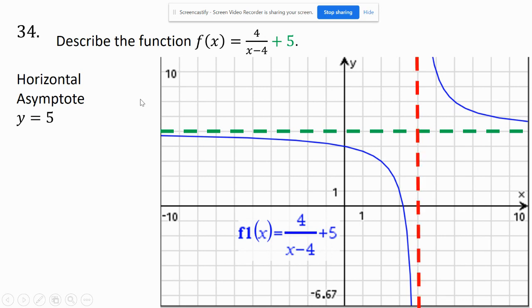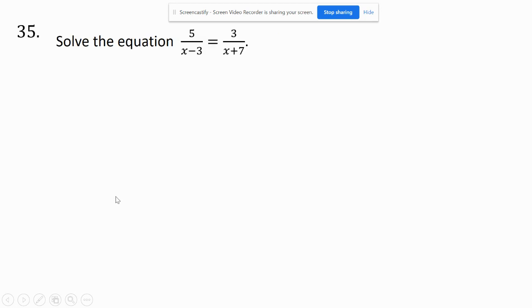I also know if I find the vertical asymptote, set the denominator equal to 0, which I can look at on the graph. x minus 4 equals 0. So you add 4 to each side. So there's a vertical asymptote at x equals 4. All right, one way to describe it.